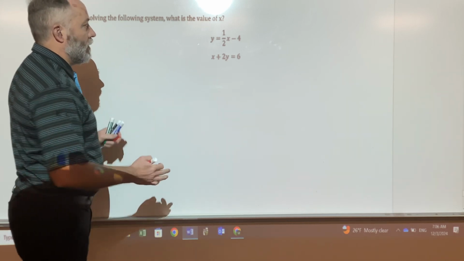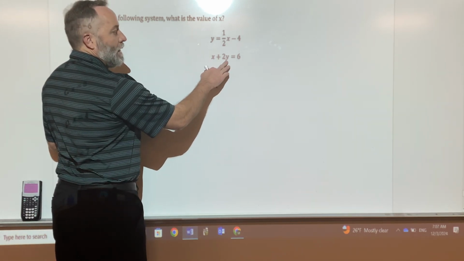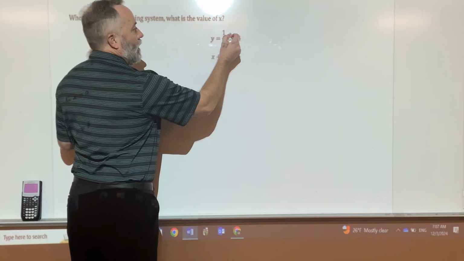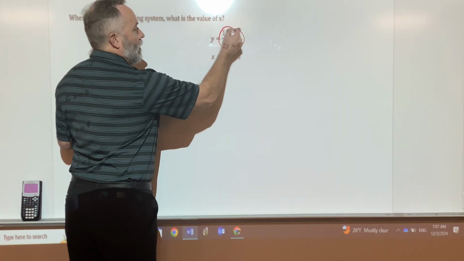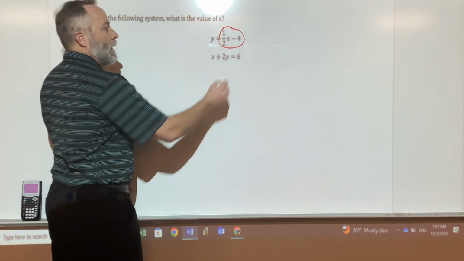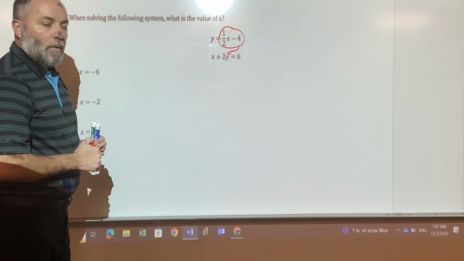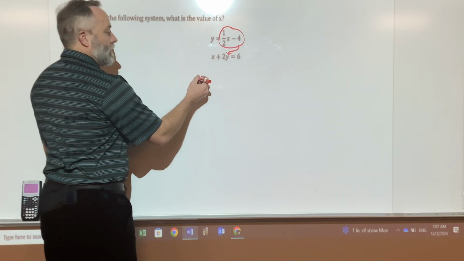So what we're going to do is replace y in this equation with what we know y equals. And we know that y is equal to 1/2 x minus 4. And so we're just going to substitute that into the second equation for y. So showing that, it looks like this.